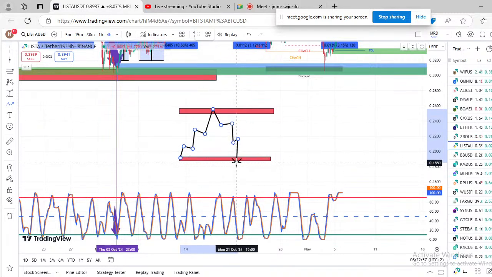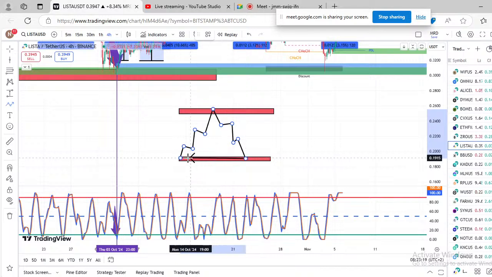When we come back for the second time, we expect people to do the same. Therefore, after hitting this level, we could expect the market to reverse. So that's why we call it the demand here, we call it discount, we call it support. You get the point?